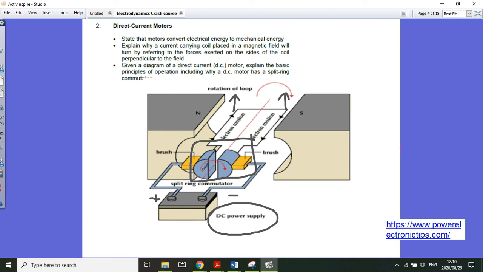Now, the split ring commutator allows the current to change direction every 180 degrees. So when it gets to this side, you will see the current is now connected to the negative, so it flows in the opposite direction, and therefore will now not be pushed up, but be pushed down again. So the commutator allows the motor to rotate in one direction only, instead of going up and down, which we don't want.